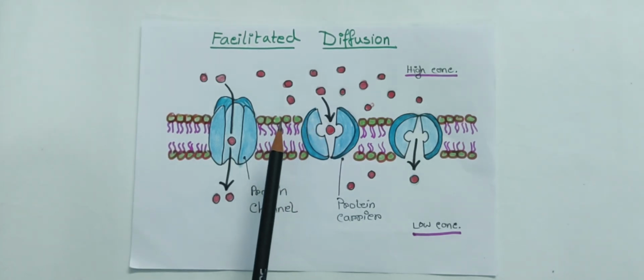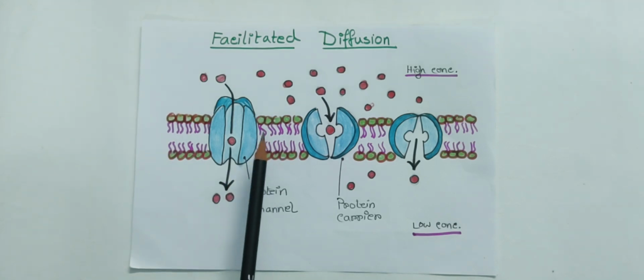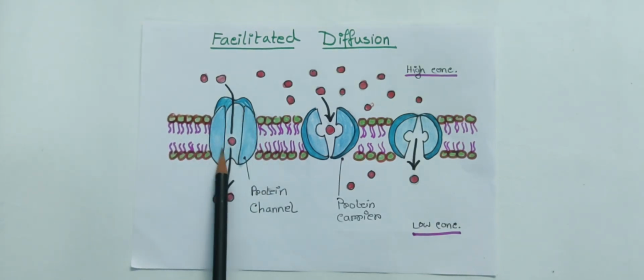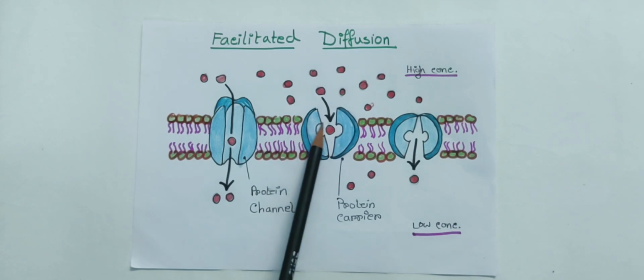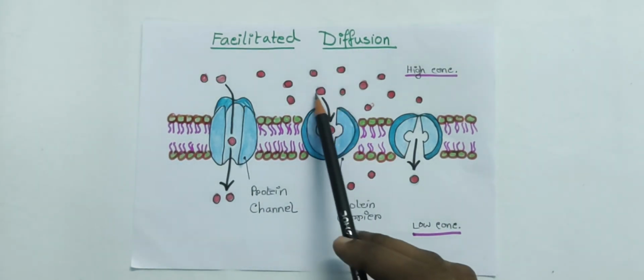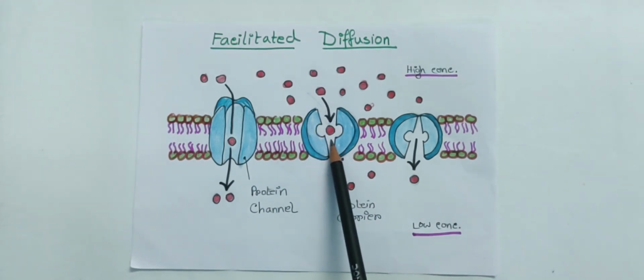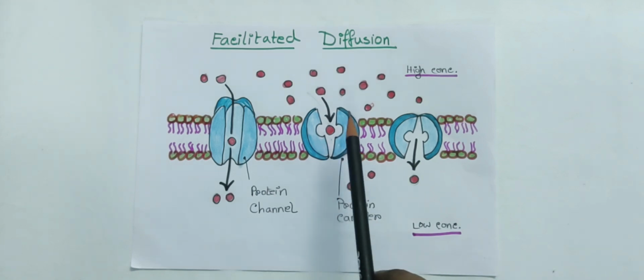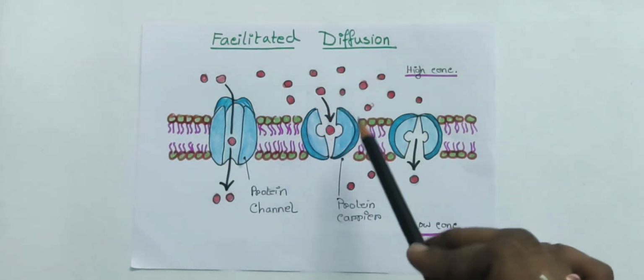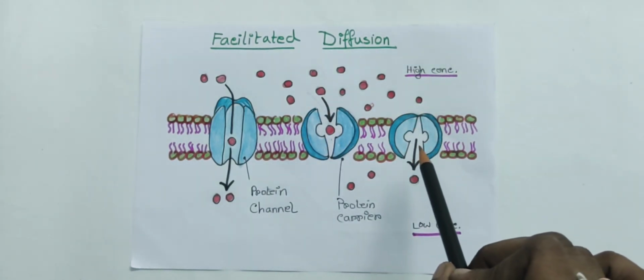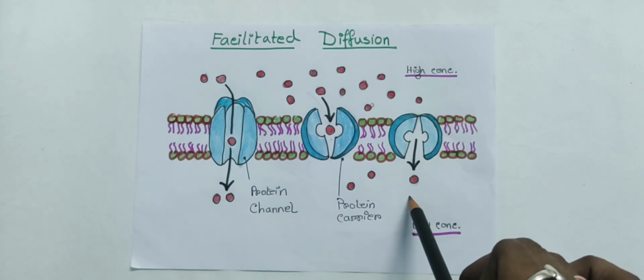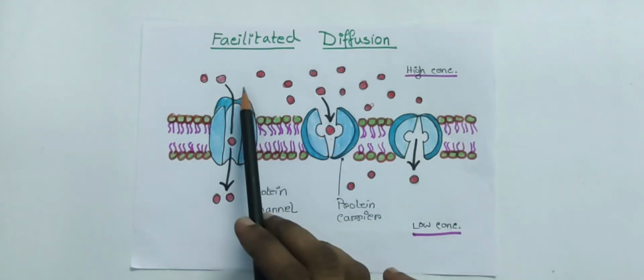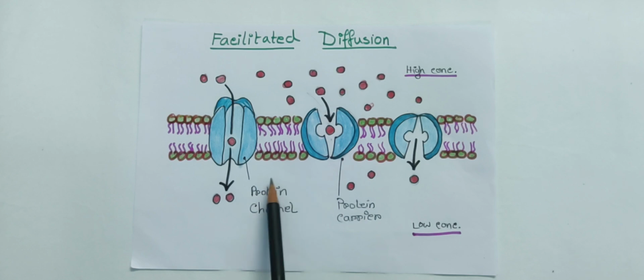It actually follows the ping pong mechanism. That means this is the carrier protein. In the ping pong mechanism, these proteins are receiving the molecules. After the molecules get attached to the carrier protein, conformational changes occur in the carrier protein, and after that the molecules enter the inner side of the cell. This is the outer side of the cell membrane, and this is the inner side of the cell membrane.